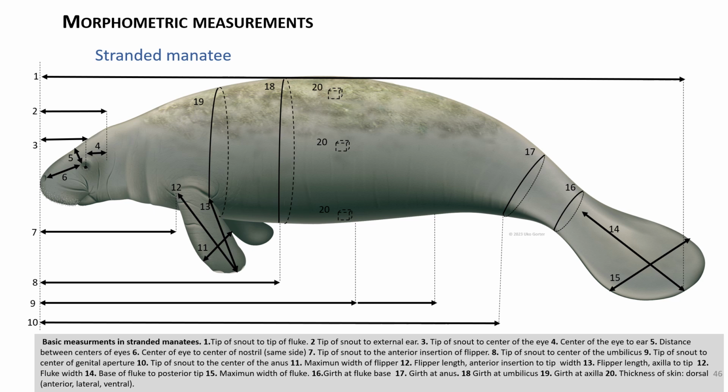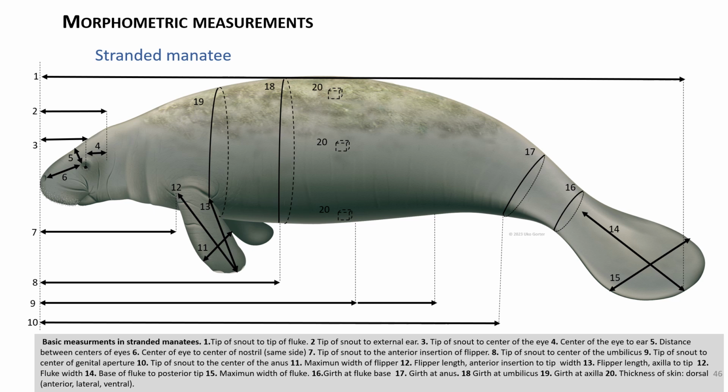Then from the tip of the snout to the anterior insertion of the flipper. Then the tip of the snout to the center of the umbilicus. Then the tip of the snout to the center of the genital aperture. Then the tip of the snout to the center of the anus.